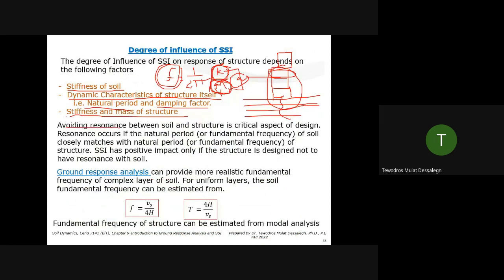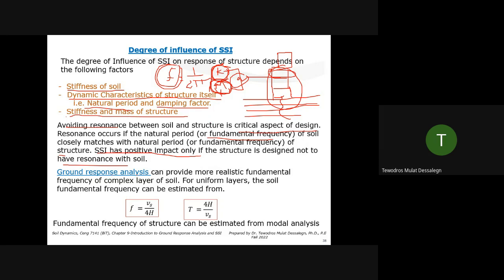Avoiding resonance between soil and structure is a critical aspect of design. Resonance occurs if the natural period or fundamental frequency of soil closely matches the natural period of the structure. SSI has positive impact only if the structure is designed not to have resonance. If you avoid resonance, then SSI is advantageous. You're introducing damping by considering some deformation in the base, and you are adding flexibility.